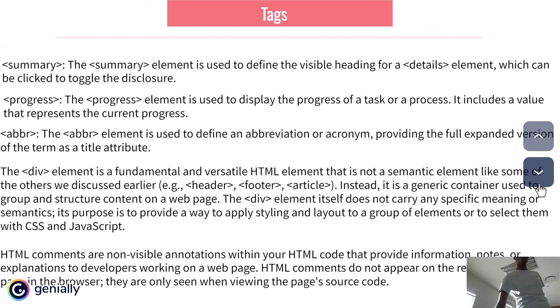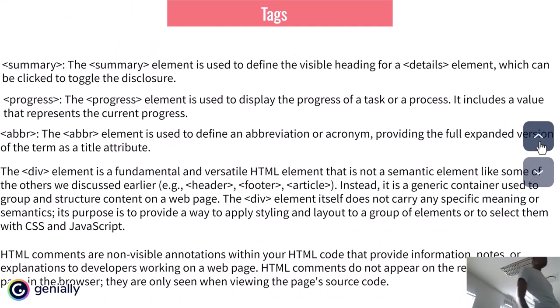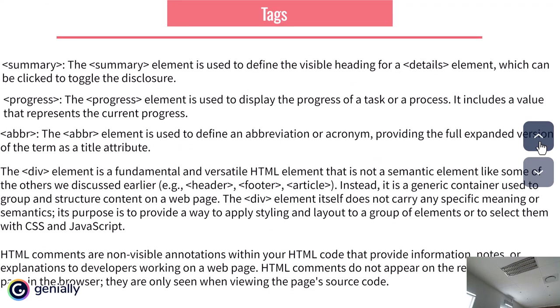So let me just do the summary. The summary HTML element is used to define the visible heading for a details element which can be clicked to toggle the disclosure. Let me just go through that again. The summary element is used to define the visible heading for a details element which can be clicked to toggle the disclosure. Right? Do you understand?